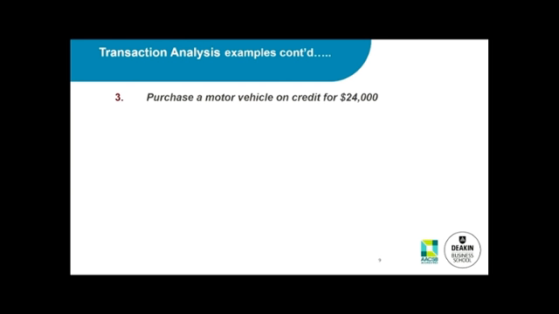All right, number 3, purchasing a motor vehicle for credit. So the asset is motor vehicle going up, and the liability, which is the future loan that we have to pay, increases as well. So our asset goes up and our liabilities go up.